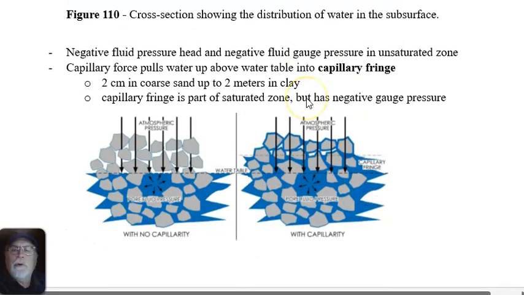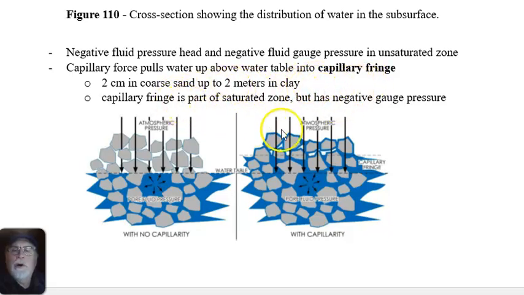So the capillary fringe is an important thing. The capillary forces are like a really small straw, or this is how water goes up in trees. It'll draw water up above the water table. So the capillary fringe is that distance from the water table up that it draws the water in. In coarse sand, it might only be 2 centimeters. I think of it as a few inches, but actually in a clay or something with really small pores, it can be like 2 meters.